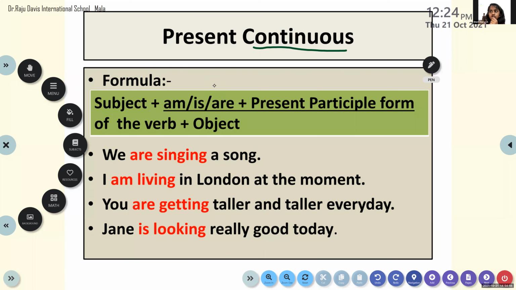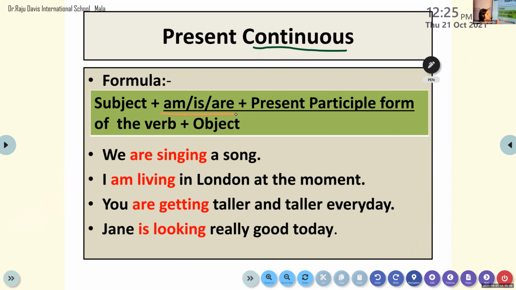Here, to show the continuity, before using a present participle form, I have to opt for a present form. Be forms are am, is, are. These are the present forms of be, right? So after the subject, I should fit this auxiliary verb. Then I can use the present participle form of the verb. Present participles are the continuous or ing forms of the verb. So to show continuity in your action, you must use the ing form of the verb. And these ing forms are called present participle forms of the verb.